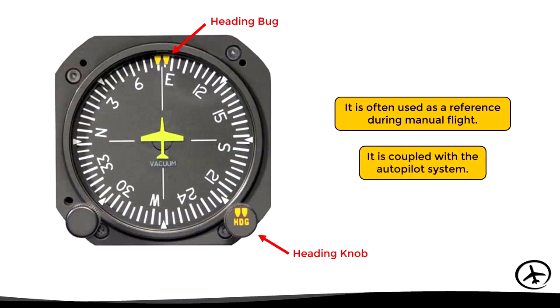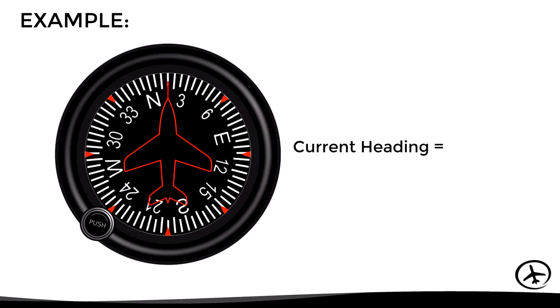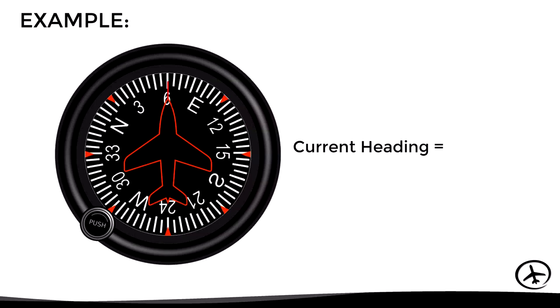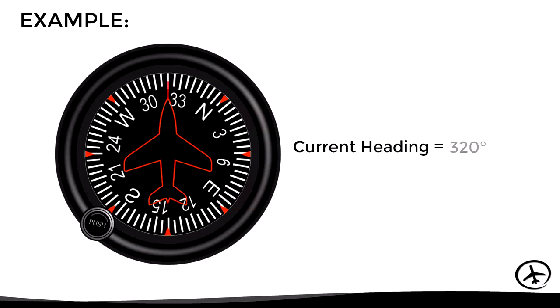Having seen all this, let's see how to read this instrument properly. Here, as we can see, the line that represents the current heading is on the north marking, which means that the current heading is 0 degrees. If the aircraft now turns to the right in such a way that we have this indication, we would be flying with heading 060. Now, if the aircraft turns to the left this way, the heading is now 320.